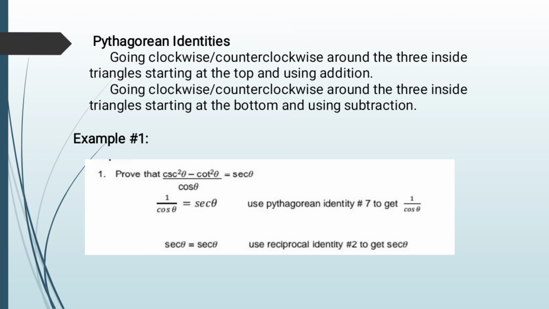Example number 1. Prove that (cosecant squared theta minus cotangent squared theta) over cosine theta is equal to secant theta. So 1 over cosine theta equals secant theta. Use Pythagorean identity number 7 to get 1 over cosine theta. So secant theta equals secant theta. So they are equal. So you use reciprocal identity number 2 to get secant theta.